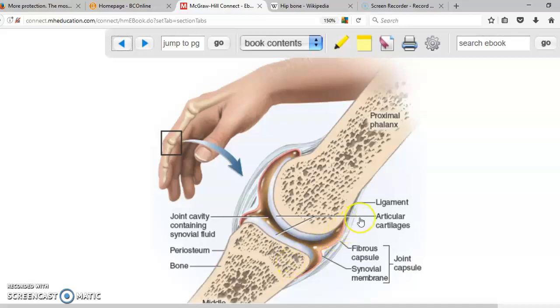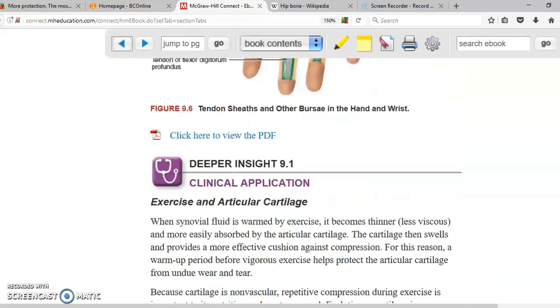But in general, you just have ligaments and a capsule. Within the capsule, you have the fluid, and you have cartilage. In addition to that, you also have muscles around this area. So if we keep scrolling down, joints and levers.